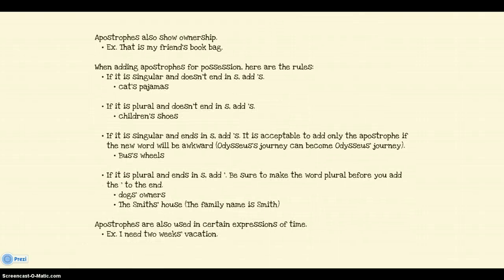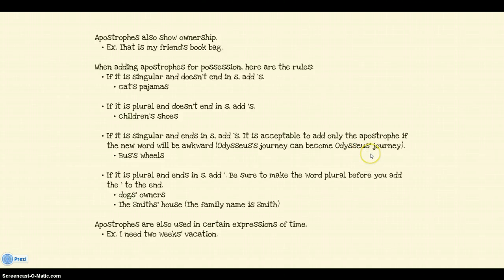Now, you also use apostrophes to show ownership. For instance, that is my friend's book bag. Now, there are some rules when adding apostrophes for possession, and here they are. If it's singular and it doesn't end in S, add apostrophe S. If it's plural and it doesn't end in S, then add apostrophe S. If it is singular and ends in S, add apostrophe S, but it's acceptable to add only the apostrophe if the new word is going to be awkward, like Odysseus's journey can just become Odysseus' journey.